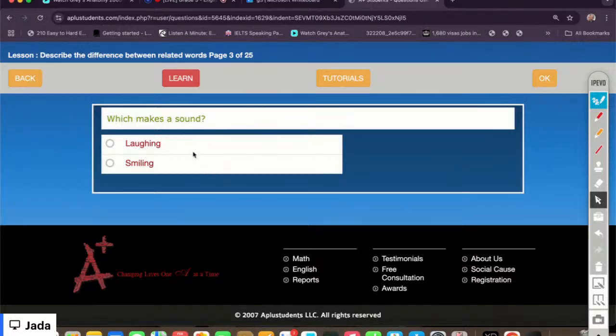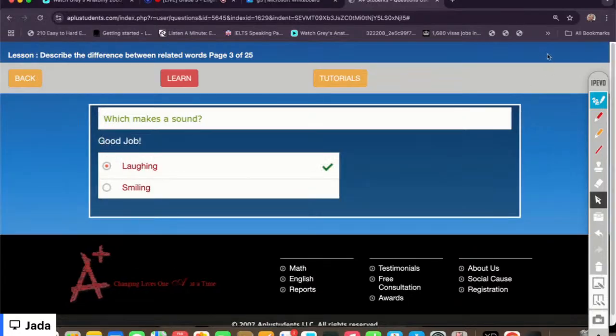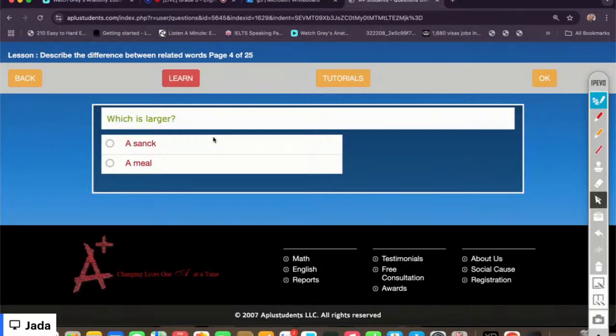Okay, so laughing is the one that gives us a sound, okay? So we also have, which is larger, a snack or a meal? So which one can be the larger one? A snack or a meal?